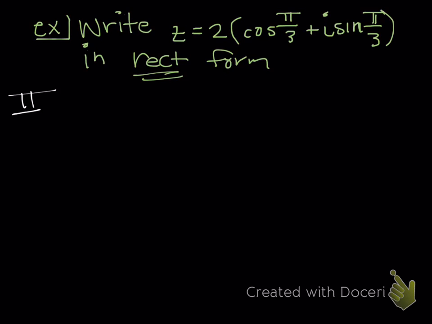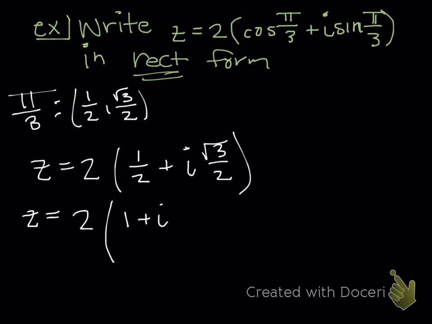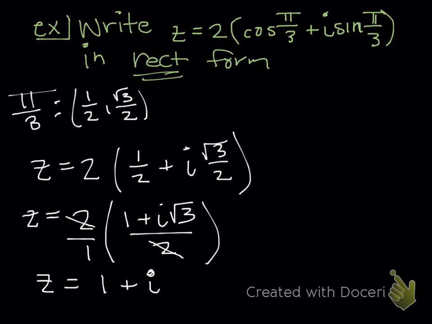So I know that my coordinate for pi over 3 is 1/2, root 3 over 2. So I'm going to go down to this equation, z equals 2 times cosine of pi over 3, which is the x part of the coordinate, so that becomes 1/2, plus i, sine of pi over 3 becomes root 3 over 2. Inside the parentheses, I have common denominators, so I can write this as 1 plus i root 3 all over 2. And notice out here, this is a 2, which means it's technically 2 over 1. So these 2's are going to cancel, and the rectangular form of this coordinate is 1 plus i root 3.